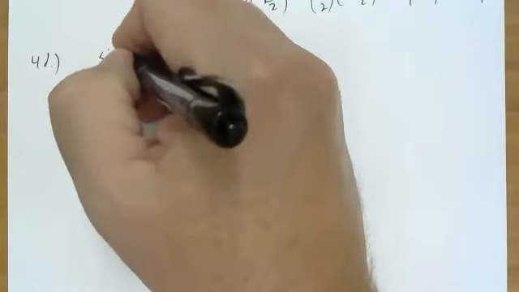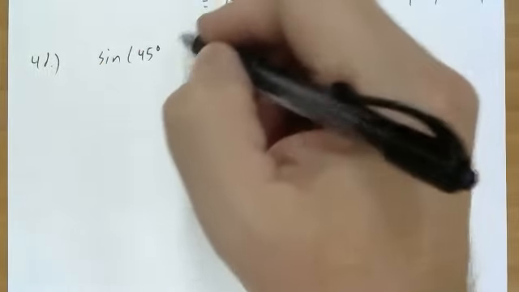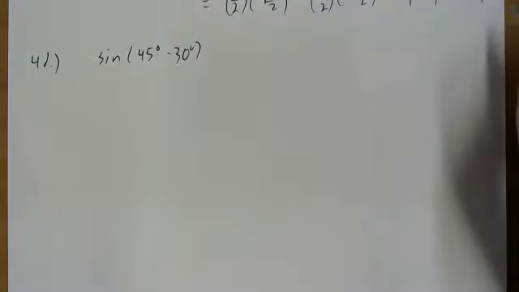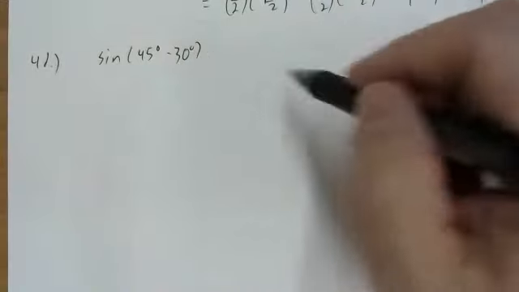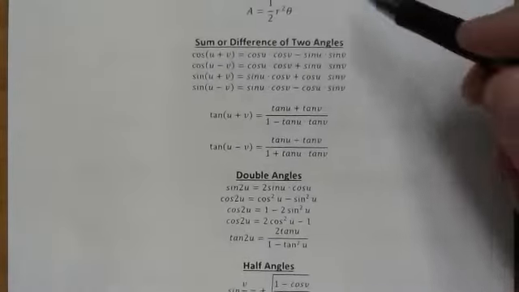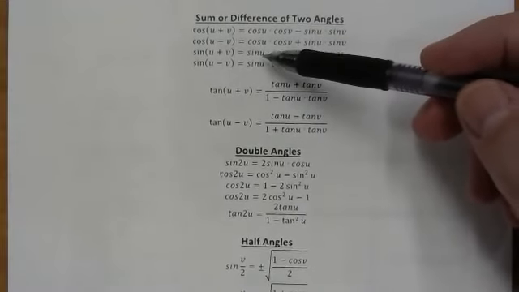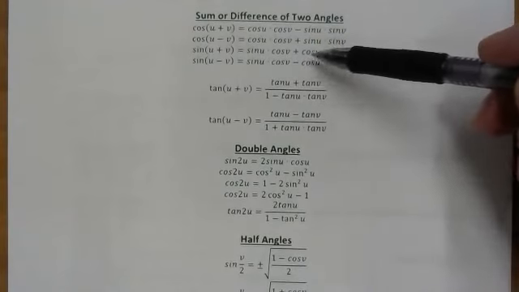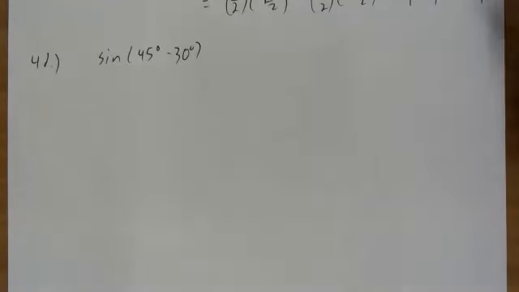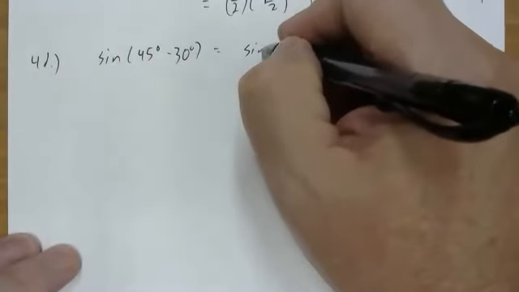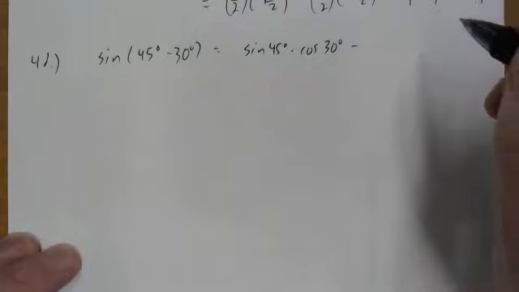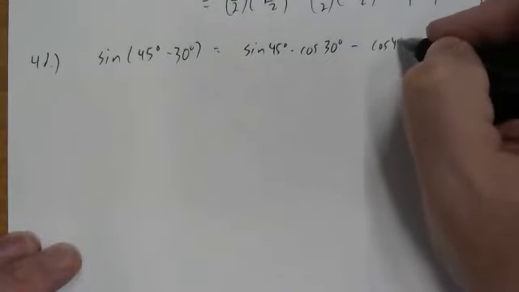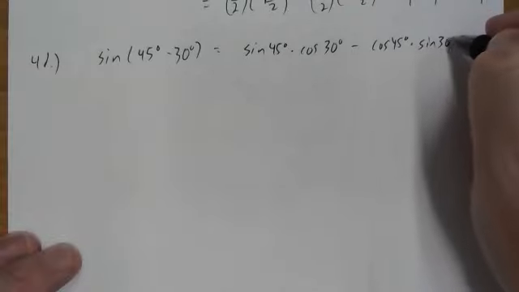42. Sine of 45 degrees minus 30 degrees. So it's the same thing, except now we just have our angle in degrees. Now look for the equation for the sine of the difference, which is here. So it's sine of u cosine of v minus cosine of u sine of v. So it's sine 45 degrees times cosine of 30 degrees minus cosine of 45 degrees times the sine of 30 degrees.